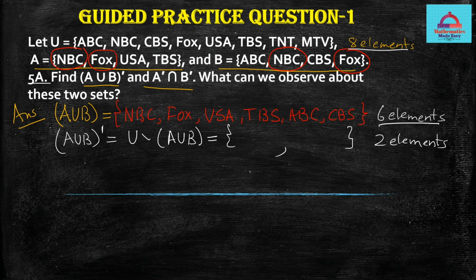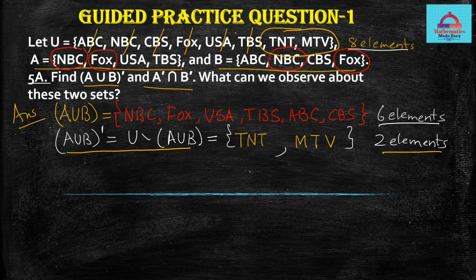So NBC, this gets cancelled. FOX gets cancelled. USA also is gone. TBS is removed. ABC and then CBS. So I'm just left with these 2. So that tells me that TNT and MTV, these are going to be the 2 elements in this set. So I've reached this part. Maybe I can write LHS. I need to now check the other one, and then we need to observe are these equal or not.